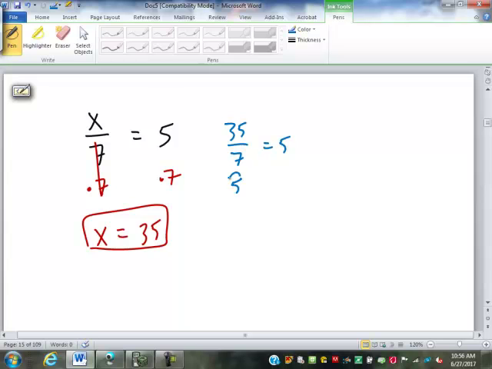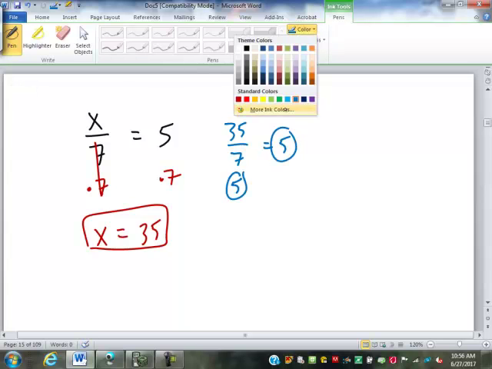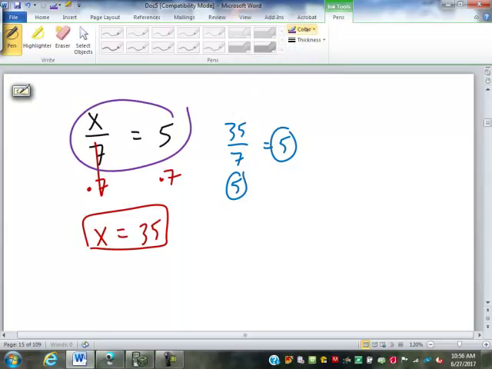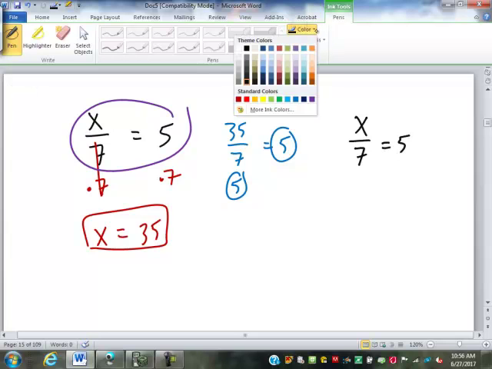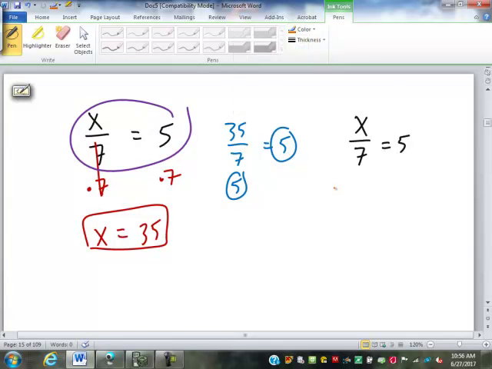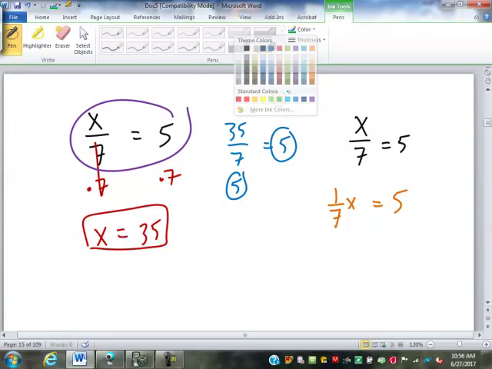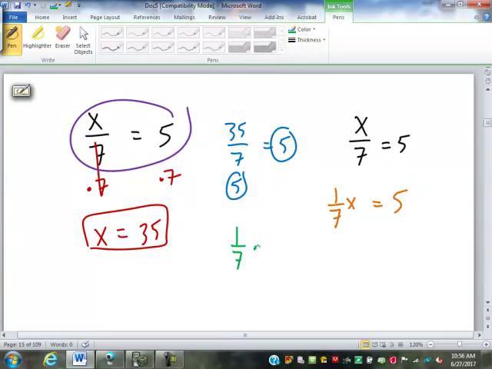35 divided by 7 is 5, so that does check out. Well, the other way we could look at that original equation is that x over 7 is really 1/7 x. Right? Because if you think about it, 1/7 times x will be times x over 1. 1 times x is x. 7 times 1 is 7. So it really is 1/7 x. So then I would solve it by dividing by 1/7.